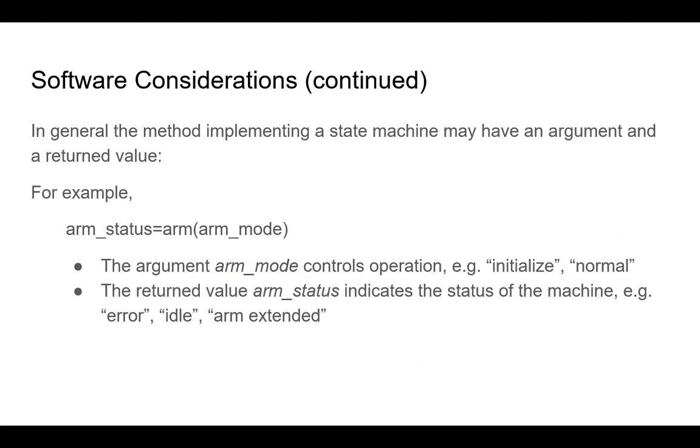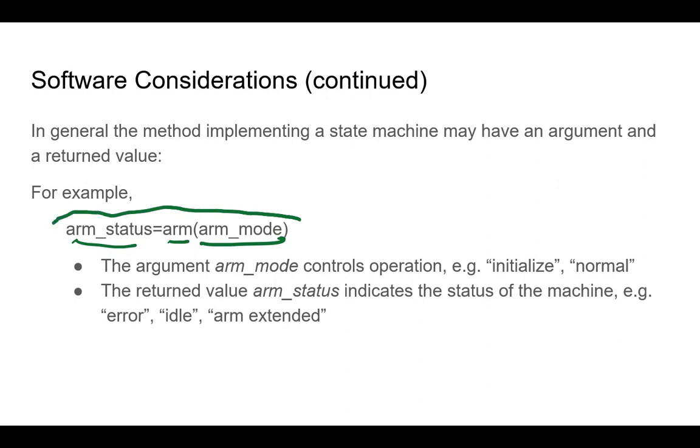So let's take a look at this. This is what it would look like: arm status is equal to arm mode, where you would do the things that we talked about. This would be the general form of the method that would invoke a certain state machine. So think about this and see how this would apply as you're programming your state machines.